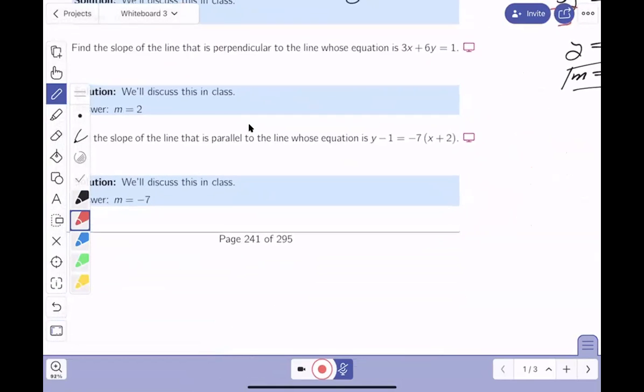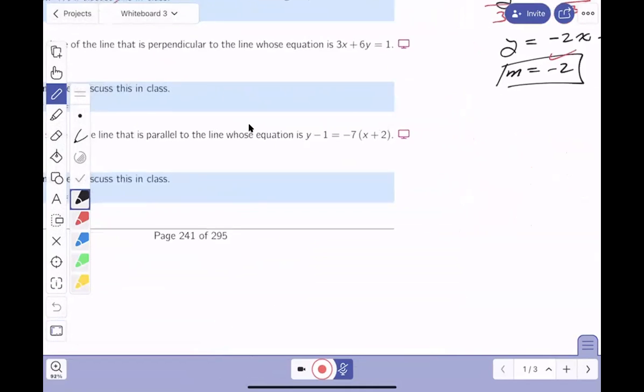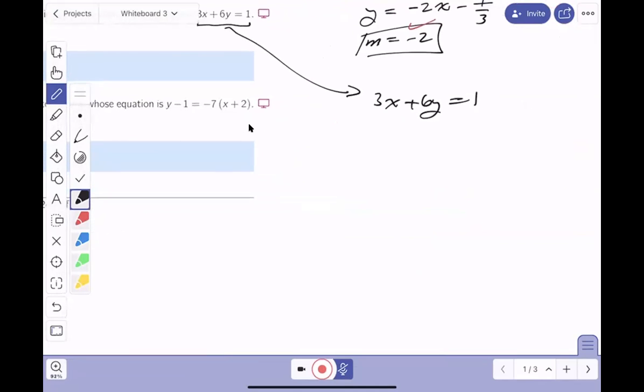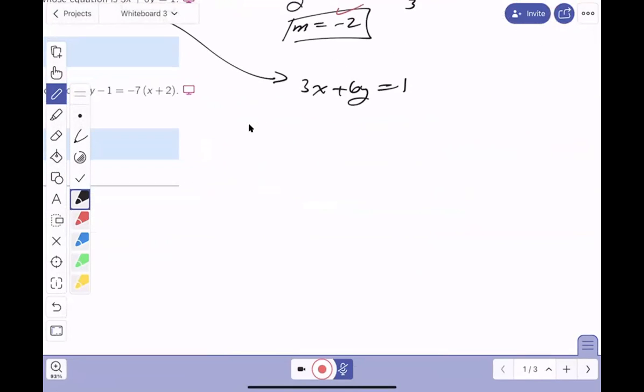The next one says, find the slope of the line perpendicular to this one. That's a more difficult sentence, but it really relies on whether you know the slope of this line. So let's put this over here: 3x plus 6y is equal to 1. I'm going to solve for y. We'll get to their question later. I'm going to subtract 3x from both sides.